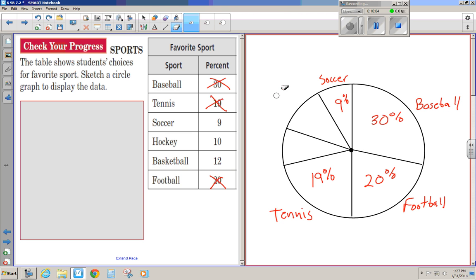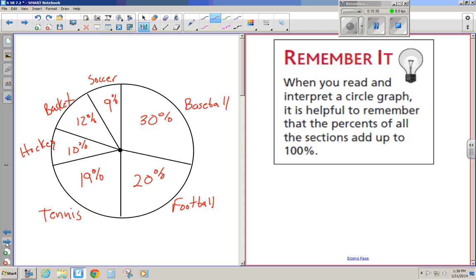This, which was 10%, and we added some to it, we can say is 12%, or basketball. And then that leaves hockey as our last percentage. And now we've made a nice circle graph with all this information. All right, so remember this. When you read and interpret a circle graph, it is helpful to remember that the percent of all the sections add up to 100. So if we go back to this circle, if we add up all of these numbers, they should add up to 100. Otherwise, there's some piece that is missing.